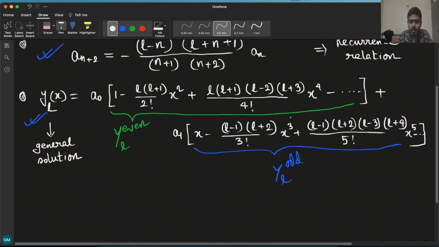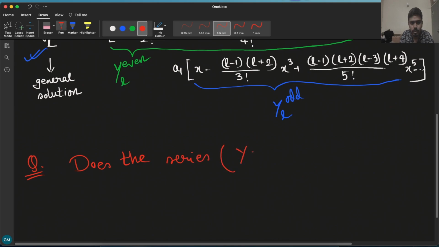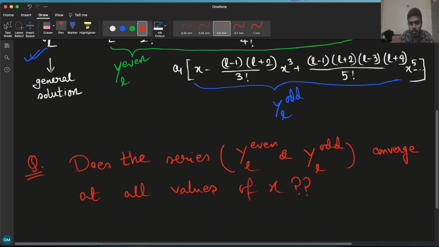Now both are power series, infinite series. Now the question is, does the series, both this Y even L and Y odd L, converge at all values of x?